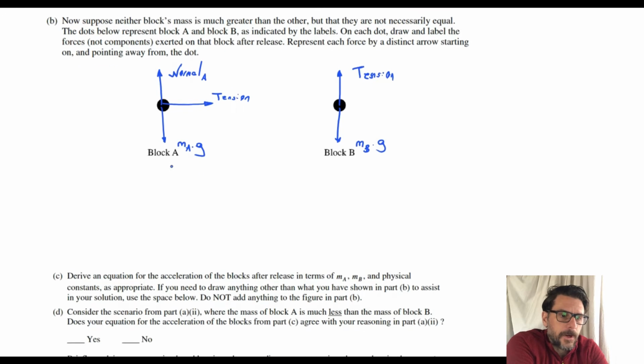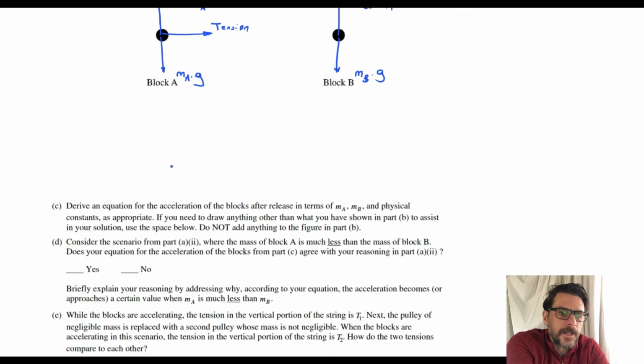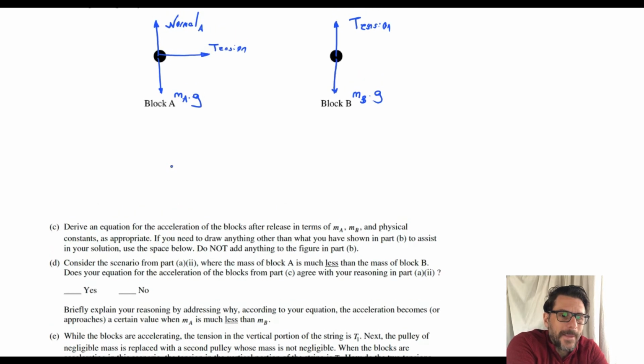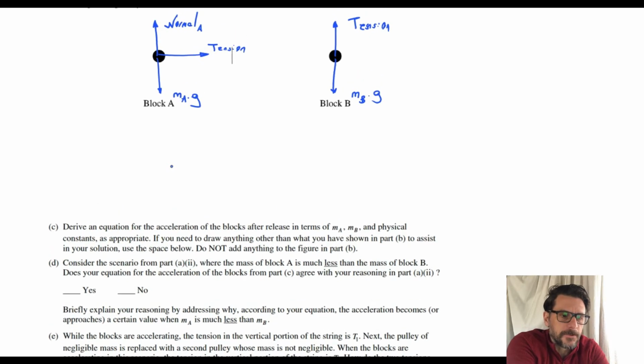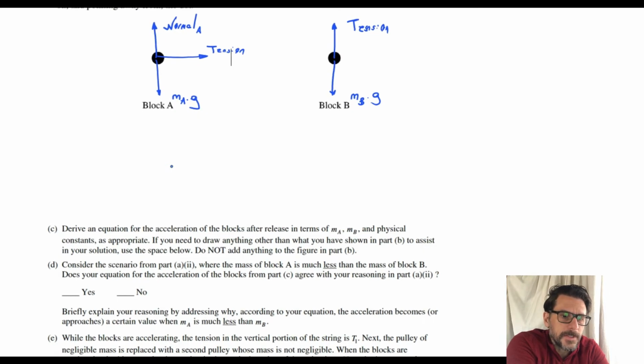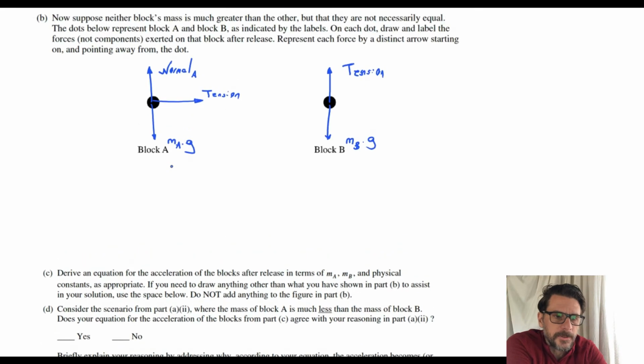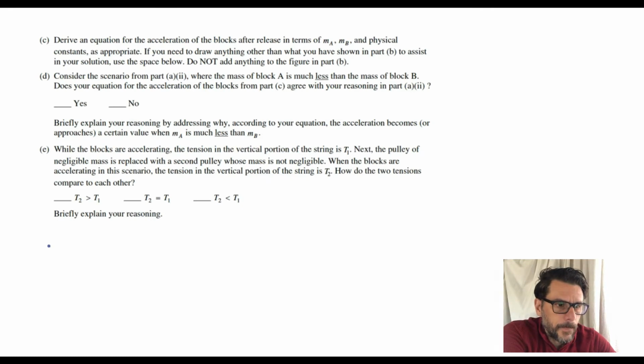In part C, we are asked to derive an equation for the acceleration of the blocks after release in terms of mA, mB, and physical constants as appropriate. If you need to draw anything other than what you have shown in part B to assist in your solution, use the space below. Do not add anything to the figure in part B. You're expected to leave this as it is. So, okay, I'll just write it down here.